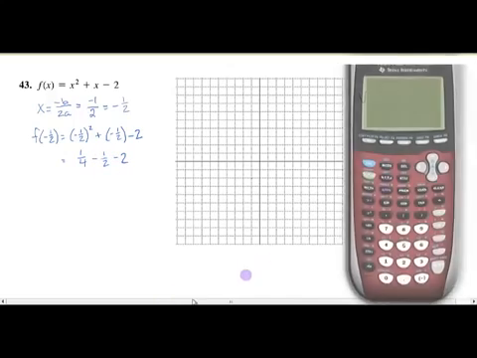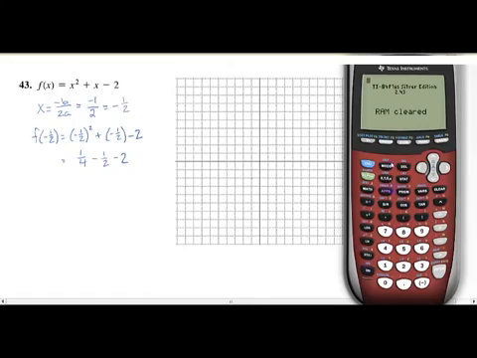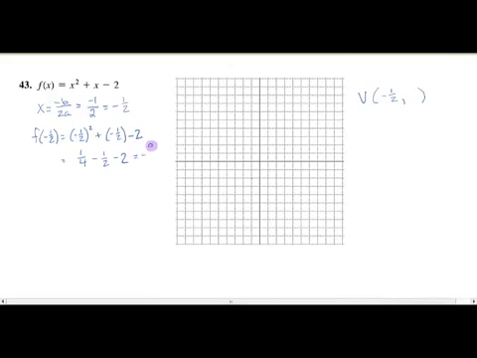And if you like, you can grab your calculator and let your calculator do this. So 1/4 minus 1/2 minus 2, and that's going to get me, as a fraction, a negative 9/4. So my vertex is negative 1/2, negative 9/4. Let's go ahead and make a t-table, and we'll put our vertex here in the middle.